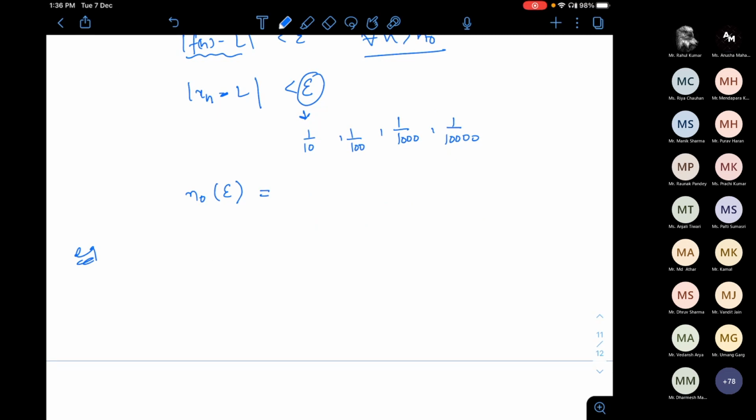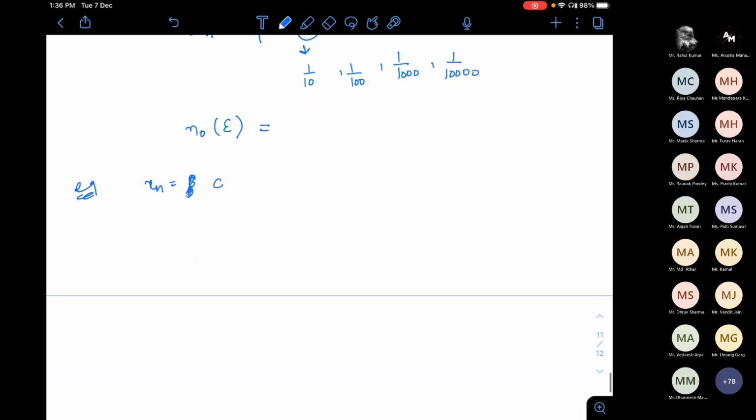See by example. The easiest example of a sequence, which we discussed last class, is a constant. So xn is equal to some constant c. Now its limit will also be c because it's a constant sequence. c minus c will be 0. 0 is always less than epsilon because epsilon is a positive number. So in this case n naught, which depends on epsilon, can be any natural number.